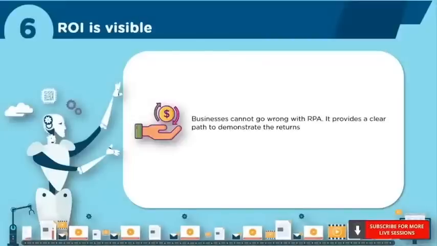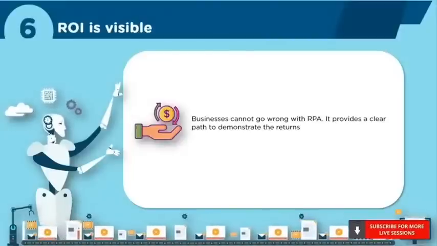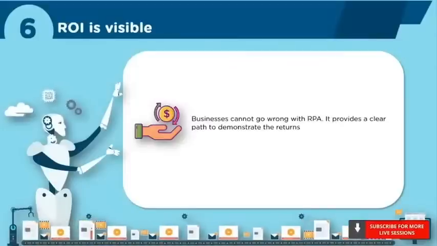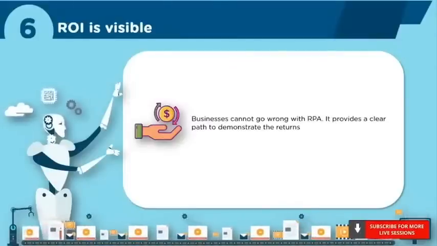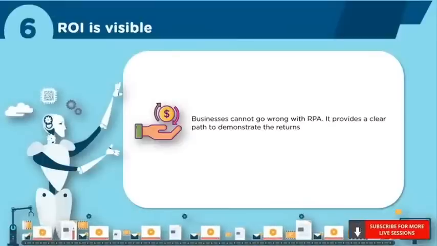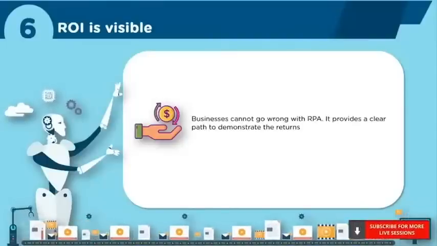ROI is visible. Now, every organization wants to quantify their gains. Many of these organizations do not know how they should determine their ROI. But when it comes to adopting robotic process automation, ROI is visible. It defines a clearer path to demonstrate its returns.